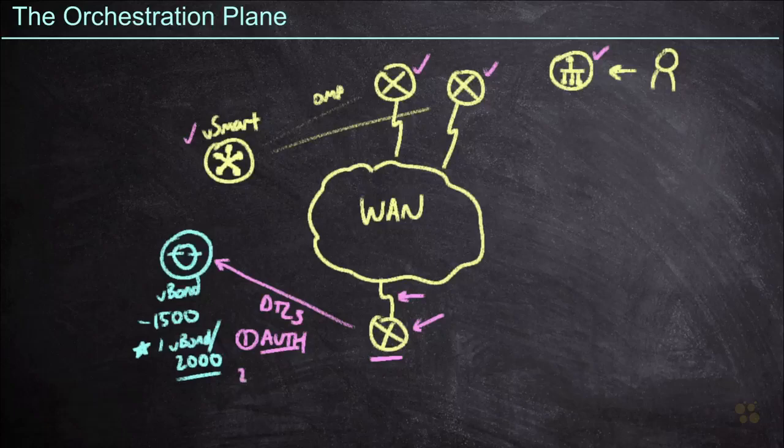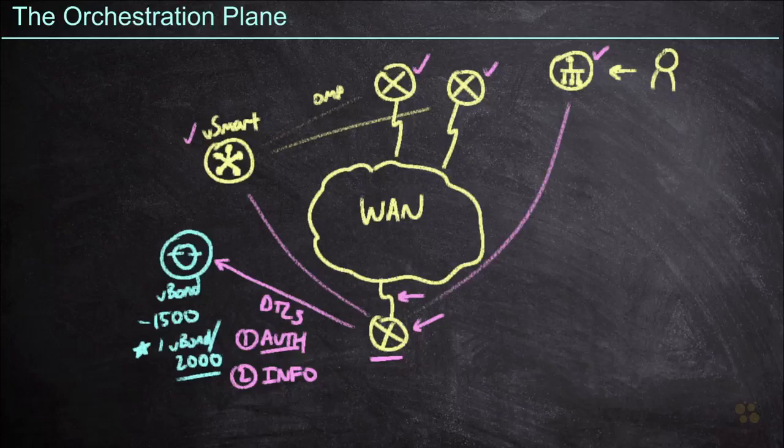Once it's been authenticated, the vBond controller is going to pass all of the needed information back to the edge device. This allows the edge device to form those connections we talked about in the previous videos, such as TLS or DTLS connections up to vSmart and vManage. At this point, my edge device is able to form an OMP relationship with the vSmart controllers, and it's able to form those IPsec tunnels out to the remote edges.